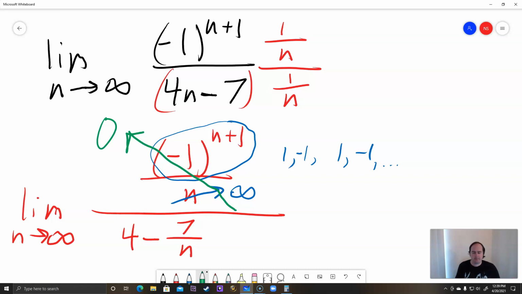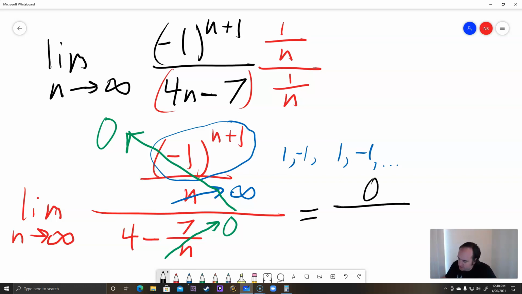That's tricky, right? And then in our denominator, we should all know by now that negative 7 over n, because the denominator is going to infinity, that one's going to go to 0 as well. Okay, so what we have here is in the numerator we have 0, and in the denominator we have 4 minus 0, which is 4.